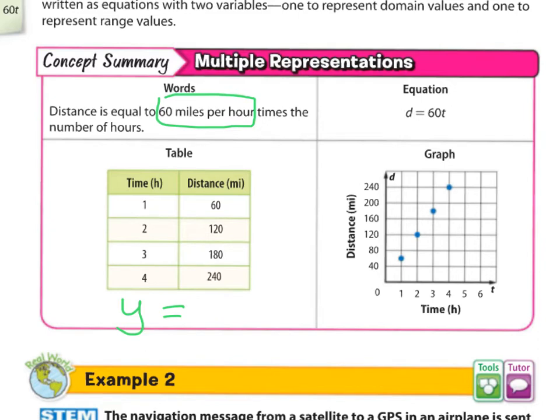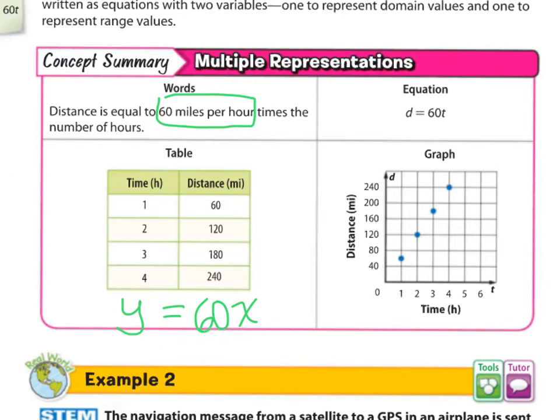Well, it's going to be made up of x when we multiply x times something, and that would be times 60. Right? That's our rule. That's our function. So every hour times 60 will give us our y. Let's see. 1 times 60, 60. 2 times 60, 120. 3 times 60, 180. 4 times 60, 240. See? There's our x times 60, and we generate our output.